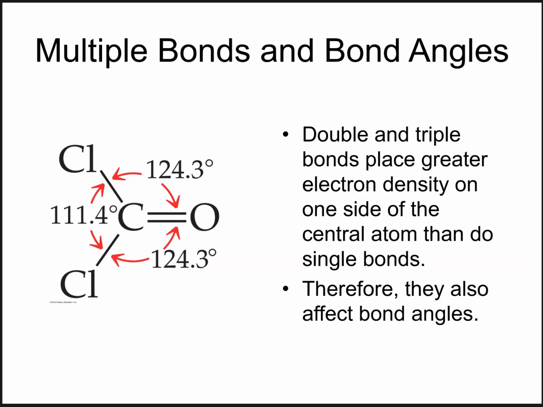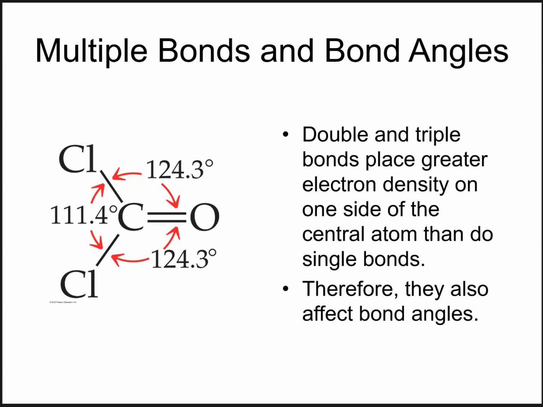For example, you can see in this molecule here, the chlorine-carbon-oxygen bond angle is 124.3 because the carbon and oxygen have a double bond between them. The chlorine-carbon-chlorine bond angle is only 111.4, and this is because those single bonds are reacting to the presence of the double bond in the molecule.